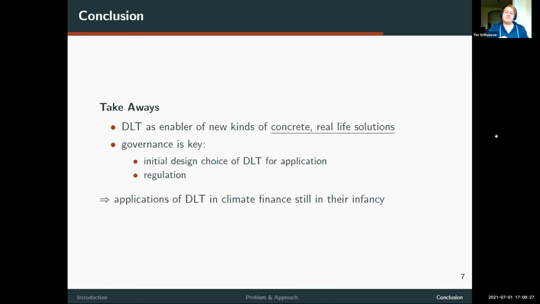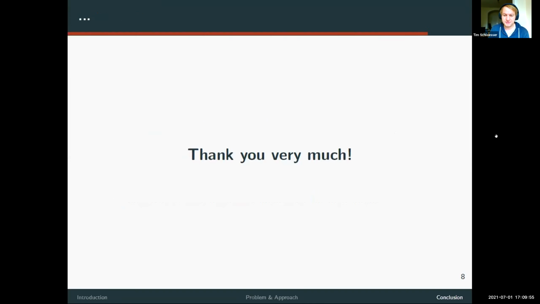So to wrap up, applications of DLT in climate finance are really in the early stage. There are examples which we tried to give you an overview of, but it can be that in the next 10 years it increases heavily. So I think it's a very interesting topic to research. If you have any questions, please feel free to contact me. And thank you very much.